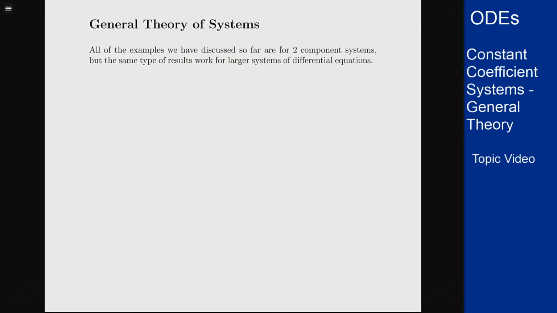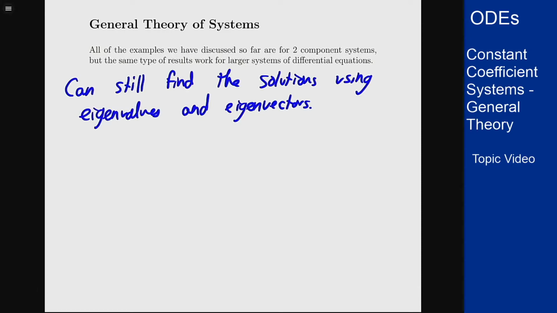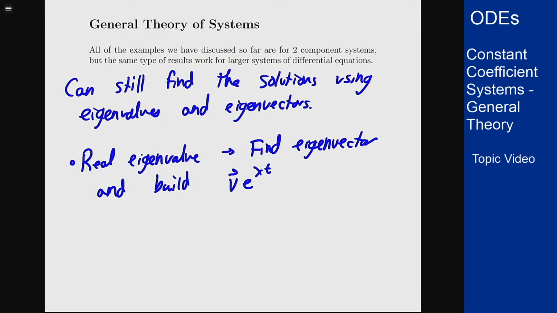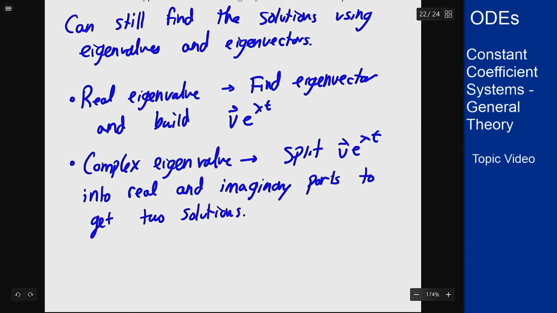So even if we have more than two equations and more than two components, we can still find solutions using eigenvalues and eigenvectors. If we have a real eigenvalue, we just find the eigenvector and build the exponential solution like before. For complex eigenvalues, you get a complex valued solution that you can then split into real and imaginary parts using Euler's formula to get two independent solutions from that complex eigenvalue. And if you have repeated eigenvalues that are defective, you can add in these t e to the lambda t terms with new vectors and these generalized eigenvectors to get to those solutions as well.